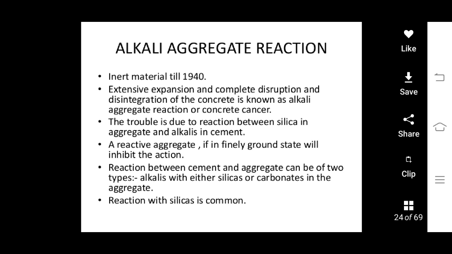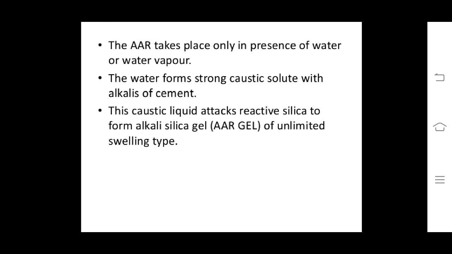Reaction between cement and aggregate can be of two types, that is alkalis with either silicas or carbonates in the aggregate, and reaction with silicas is common. The alkali aggregate reaction takes place only in the presence of water or water vapor. The water forms a strong caustic solution with alkalis of cement. This caustic liquid attacks the reactive silica to form alkali silica gel, that is AAR gel of unlimited swelling type.